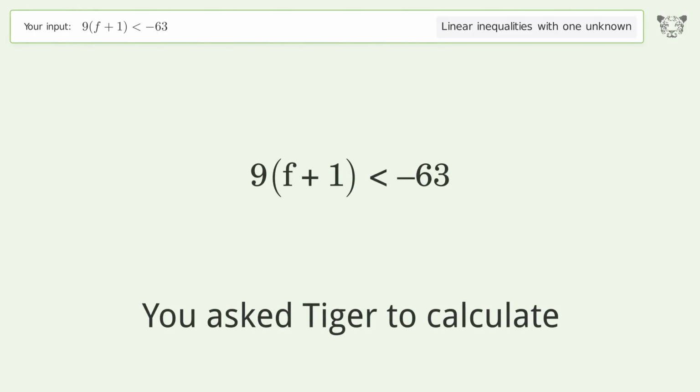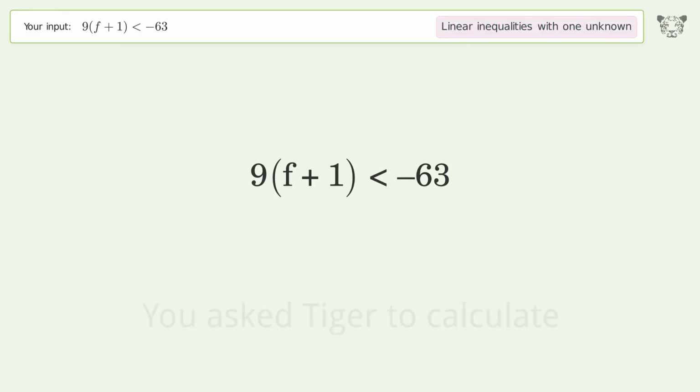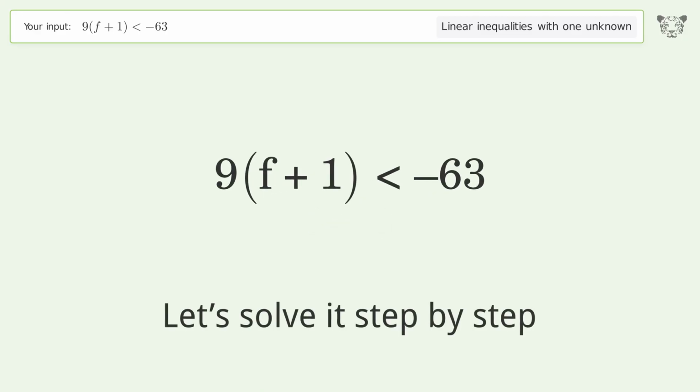You ask Tiger to calculate. This deals with linear inequalities with one unknown. The final result is f smaller than -8. Let's solve it step by step.